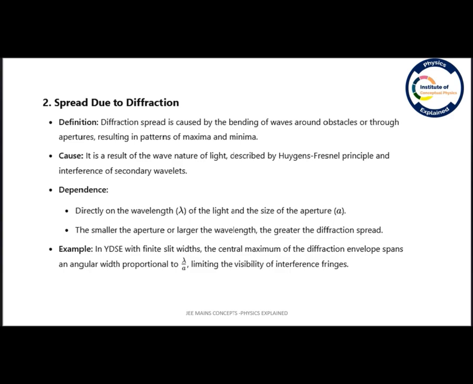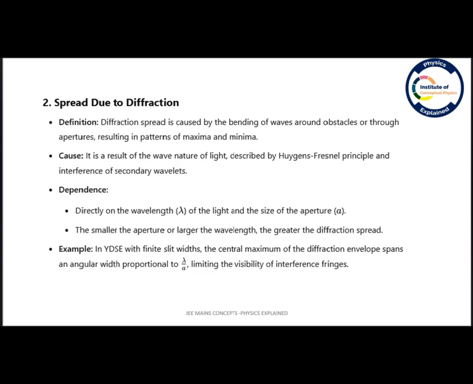So there are three types of spreads you will see in wave optics. One is the pure geometrical spread in line with the direction of the ray. The second is, of course, the geometric spread because of YDSE, which is nothing but the fringe width. And the third type of spread is because of diffraction, which is bending of light primarily. And that too, in the width sense, refers to the width of the central maxima of the diffraction pattern.